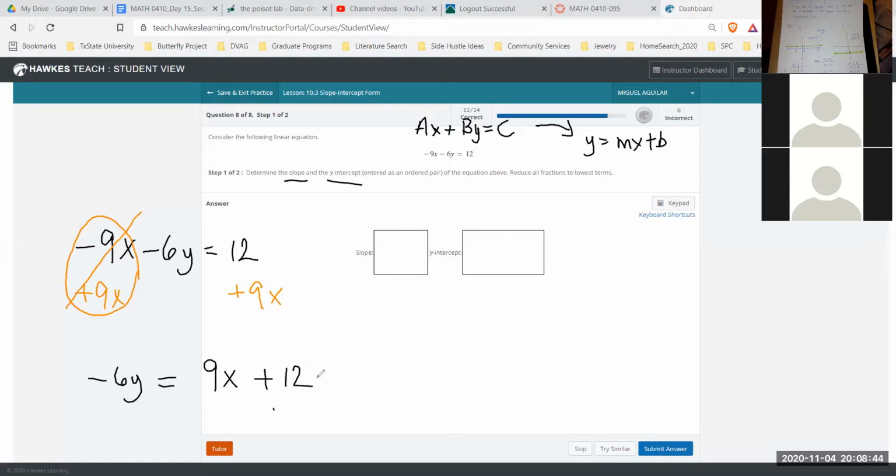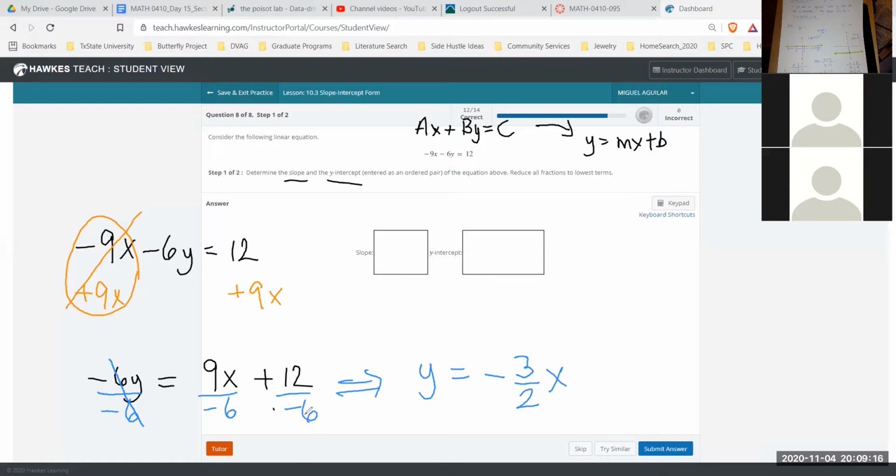The last step to getting this in slope-intercept form is you want the y completely by itself. So I'm going to cancel out this -6 by dividing by -6 on both sides. The -6's cancel here, so we'll be left with y equals. But now we want to reduce this fraction. So this is 9/6, which will reduce to -3/2. And we'll leave the x alone.